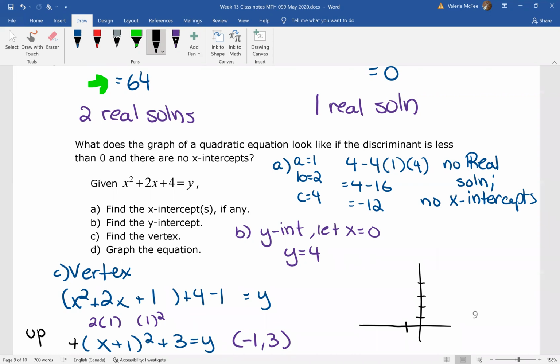My vertex at -1, 3. My y-intercept at y equals 4. And using symmetry, I have a point 1 away from my line of symmetry. I have another point 1 away in the other direction. Here's a parabola that has no x-intercepts. The vertex is above the x-axis and it opens up.